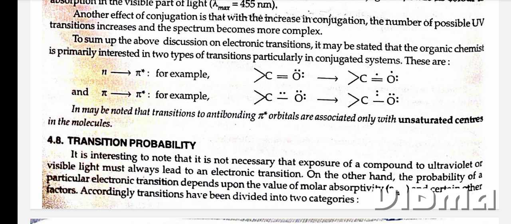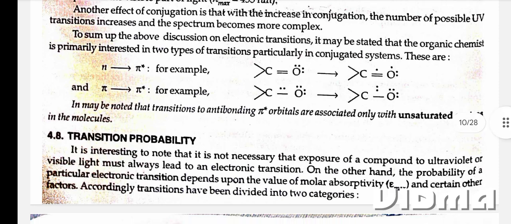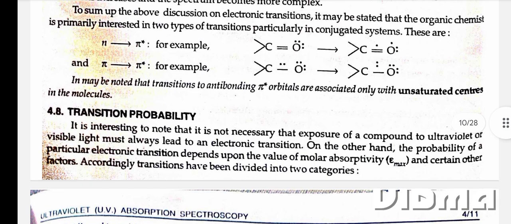To sum up the above discussion on electronic transitions, it may be stated that the organic chemist is primarily interested in two types of transitions, particularly in conjugated systems. These are n to pi star and pi to pi star. It may be noted that transitions to antibonding pi star orbitals are associated only with unsaturated centers in the molecules.